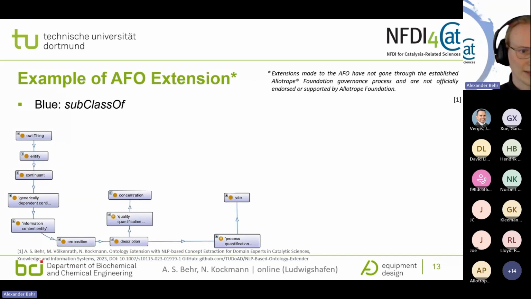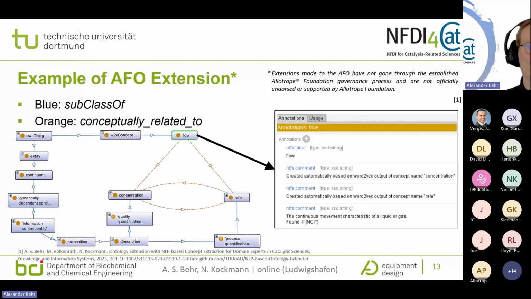Because this is kind of abstract, I want to show you a brief example of how this looked within the ontology. You can see here one branch of relations of classes, from the hierarchy of the Allotrope Foundation ontology, running up to the concentration class and the rate class. And for example, the token flow was found. This was quite interesting for me because from my education, I'm a chemical engineer. So flow, yeah, I have something to do with this from my experience.